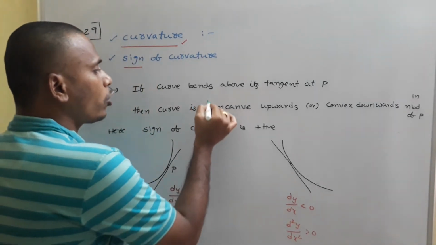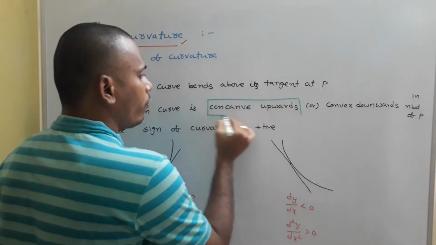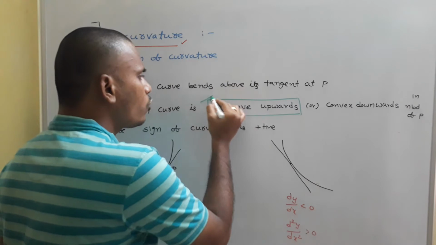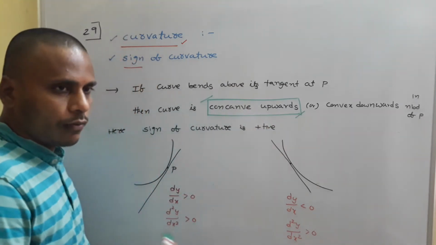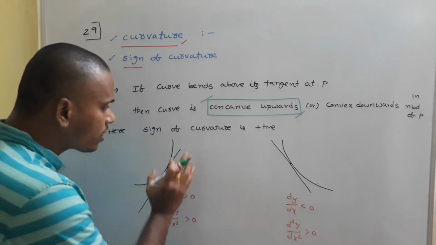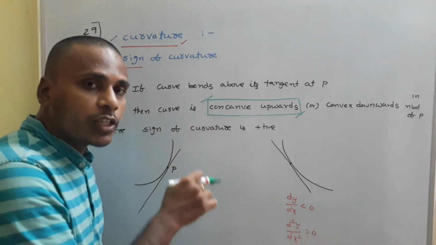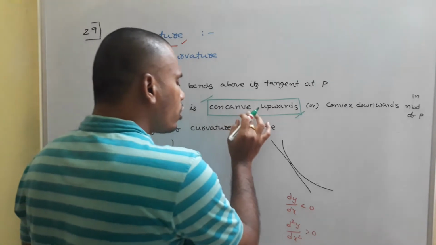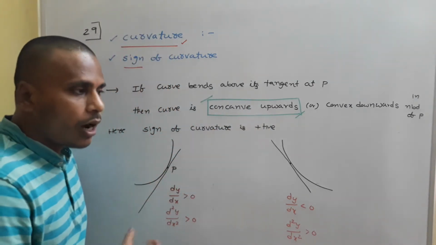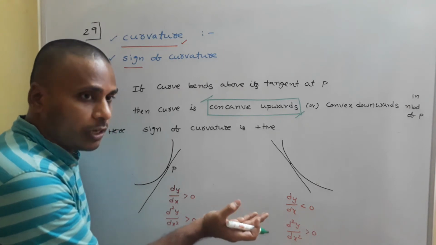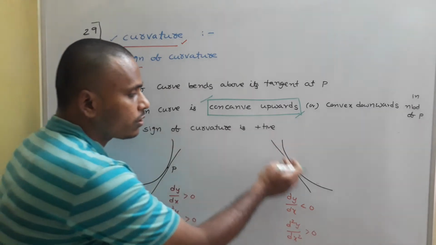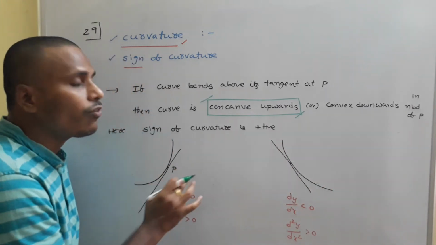Usually we use this particular word, concave upwards. Okay, we don't use the convex word. We always use concave upwards as well as concave downwards. This shape of the curve is considered as concave upwards. So you just memorize this particular word. What is concave upwards? Concave upwards just looks like a cup shape. If you have a bowl which holds water, it is of this shape, right? And it is considered as concave upwards.